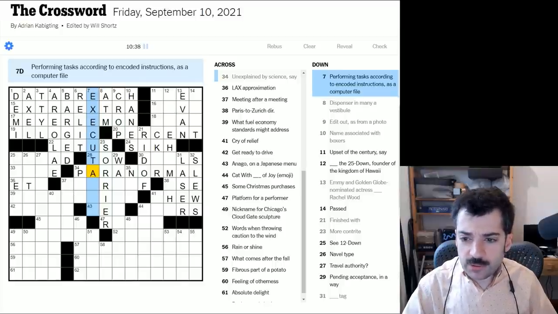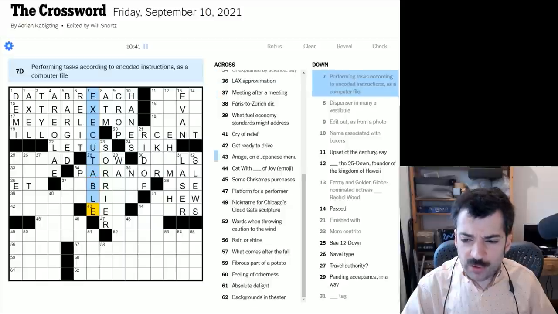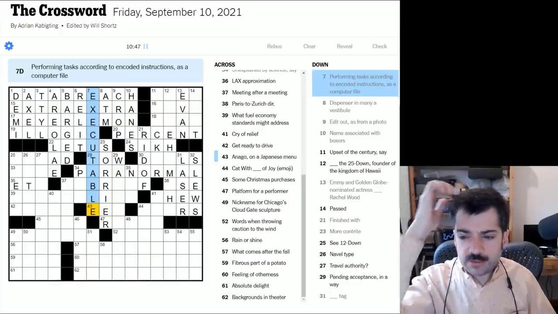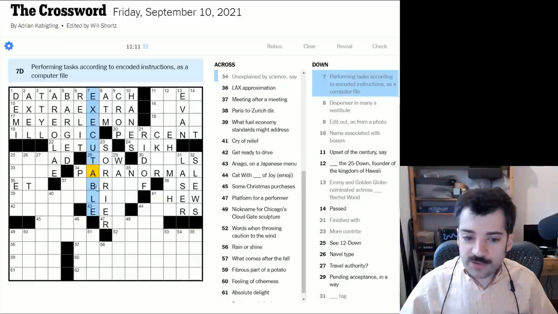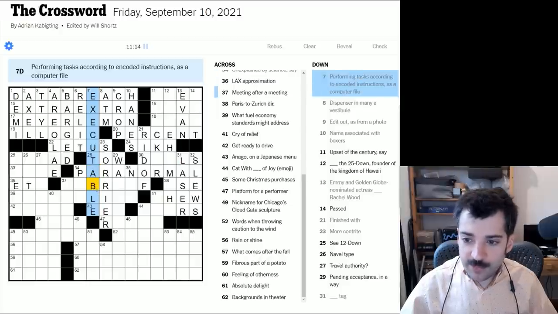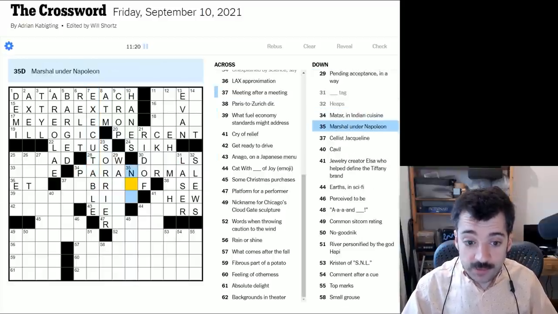Performing tasks according to encoded instructions as a computer file. Could this be executable? I don't understand how that matches the clue. I guess it's describing an application that is executable, and that thing also is performing tasks according to encoded instructions as a computer file? I guess so. I suppose so, yeah. That really reads to me more like executing, because of performing tasks. But, you know, fair enough. I think this does technically work. So I'll have to accept it.